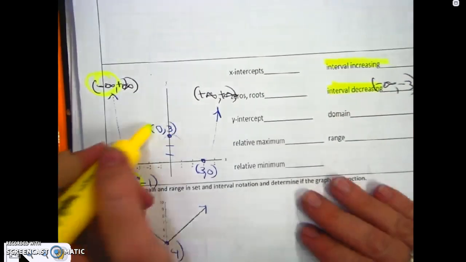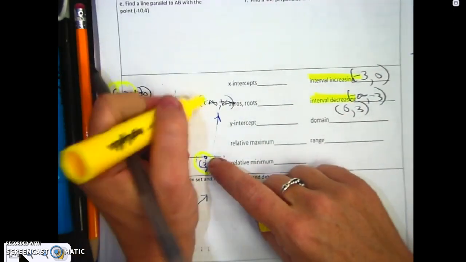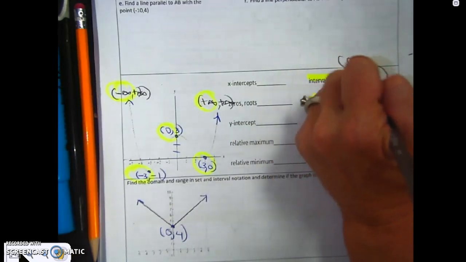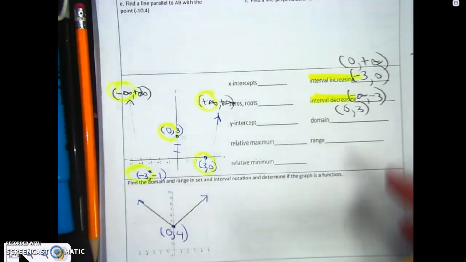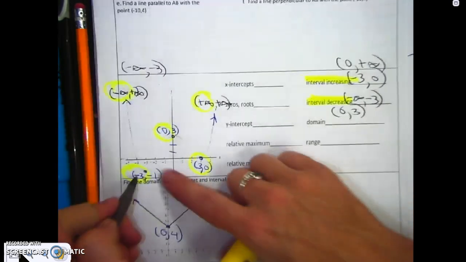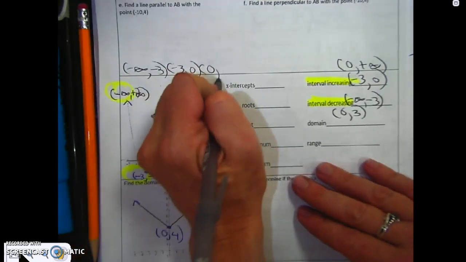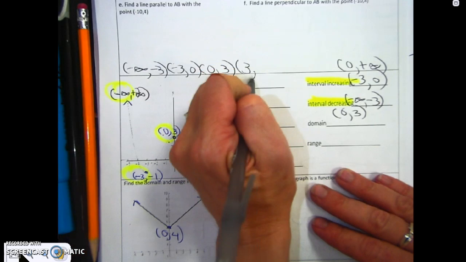Negative infinity to negative 3, decreasing. Then from negative 3 to 0, increasing. And then from 0 to 3, it's going back down, decreasing. But then from 3 to positive infinity, it goes back up. And if I was actually to put these in order: negative infinity to negative 3, negative 3 to 0, 0 to 3, 3 to positive infinity.